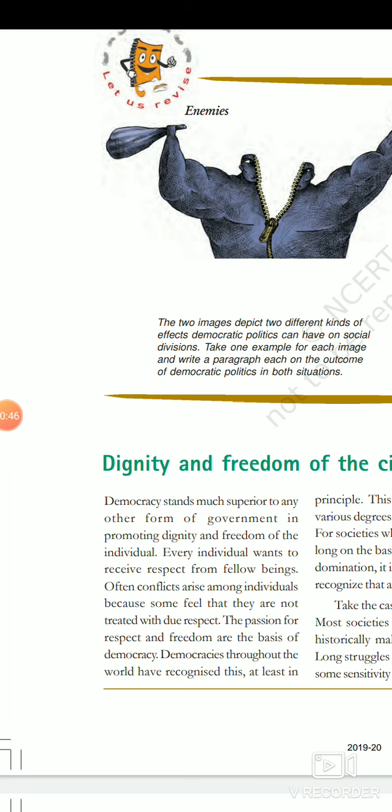So the dignity of the citizen is adopted by almost all the democracies of the world, and this can be seen in many countries. For societies which have been built for long on the basis of subordination and domination, it is not a simple matter to recognize that all individuals are equal. But there are many societies in the world where there is no equality, yet they are also trying to give respect to every citizen.